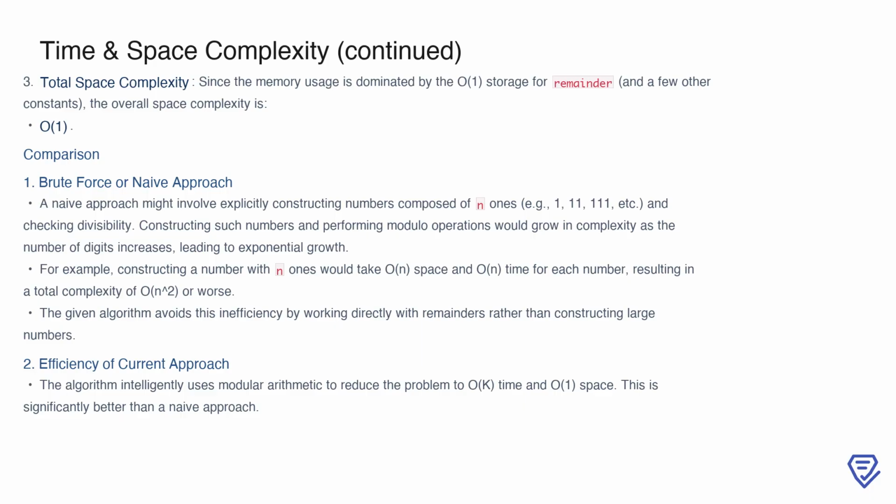By contrast, the current algorithm avoids these inefficiencies by working directly with remainders. This eliminates the need to construct large numbers, reducing both time and space usage. By leveraging modular arithmetic, the algorithm achieves O(k) time and O(1) space, making it far more efficient than the naive approach.